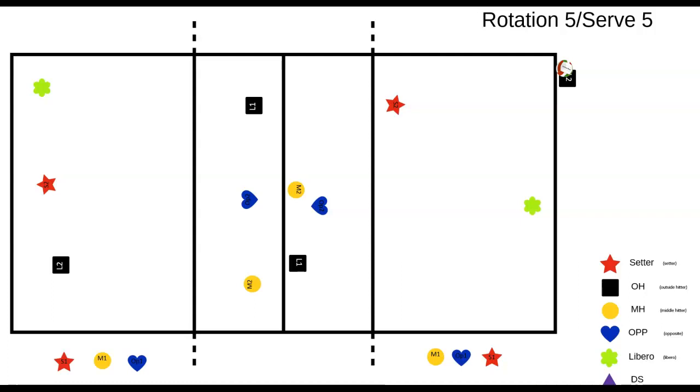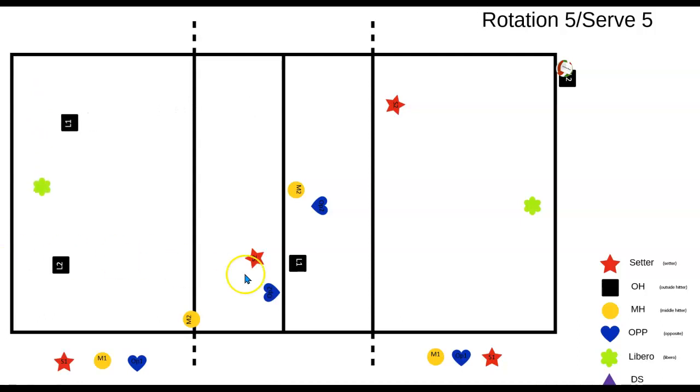All right, let's look at serve 5. In serve 5, our L2 has now gone back to the back row and is a back row player again. Our L1 has entered into the front row and is a front row player again. So right now you have M2, opposite 2, and L1 in the front row. Let's see what this setup looks like.